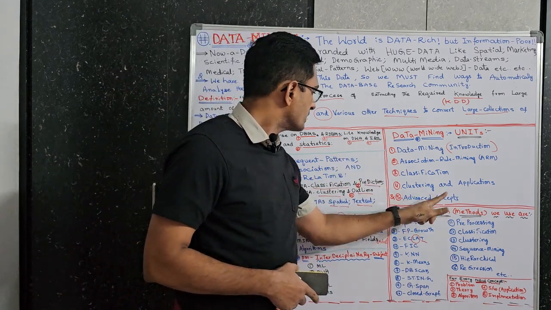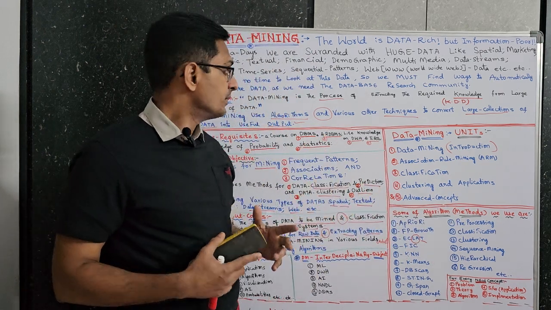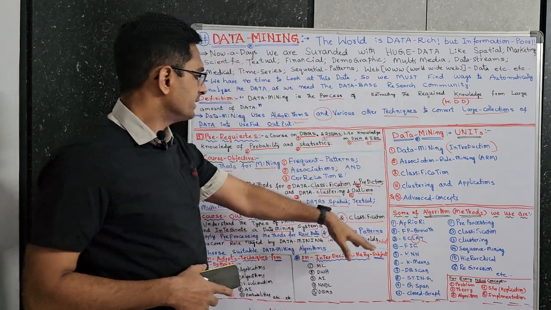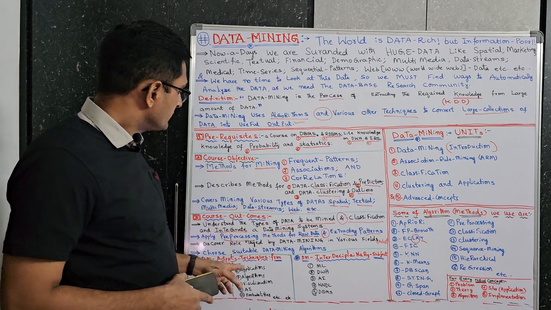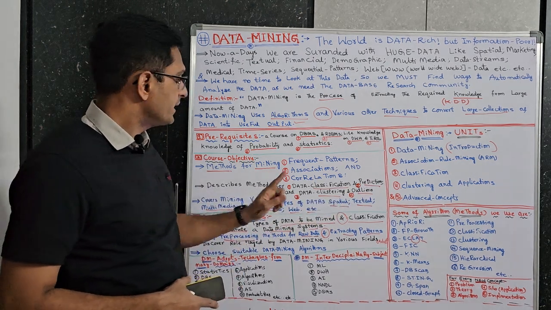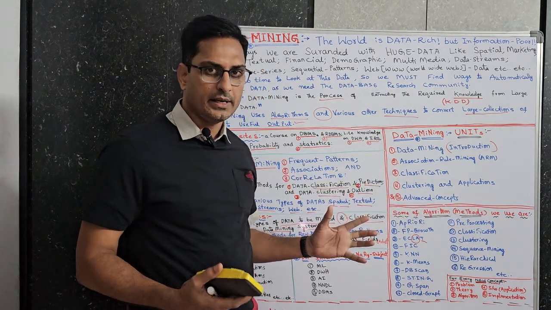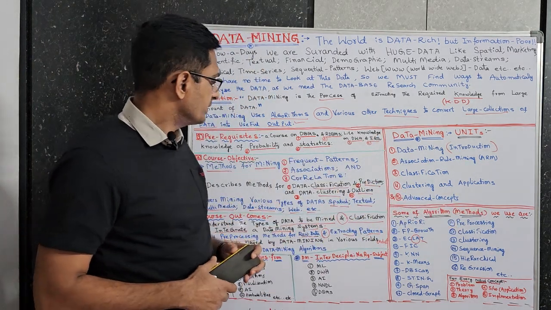And fifth unit, advanced concepts, advanced data types, mining objects. Those are spatial, text mining, data stream objects. These things will be in the fifth unit. Spatial, text mining, this will be there in the fifth unit. This is the overview of 5 units. I will explain clearly in the next coming videos.